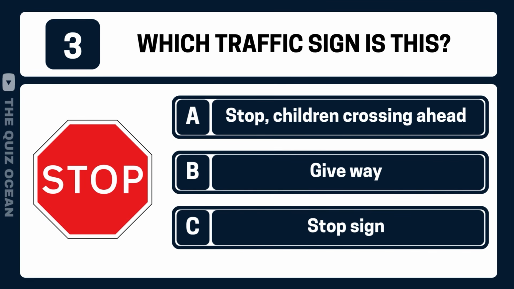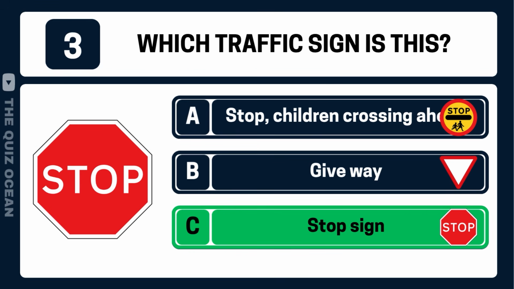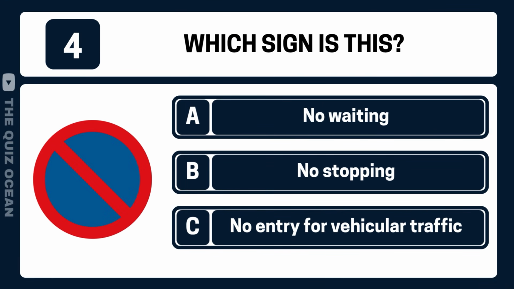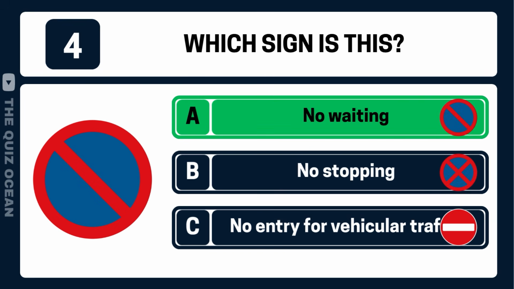Which traffic sign is this? Correct. This is the stop sign. Which sign is this? Good thinking. This is the no waiting sign.